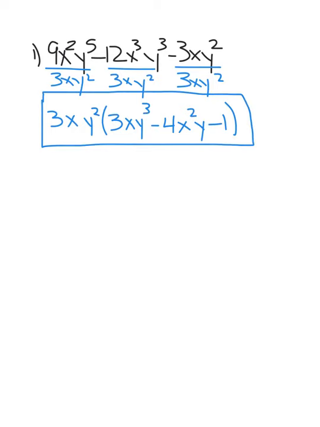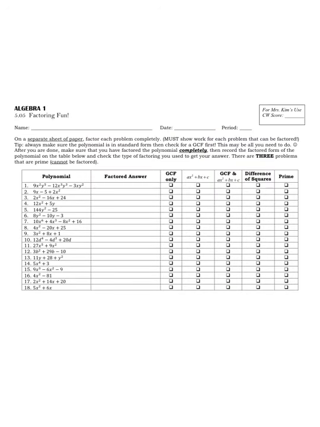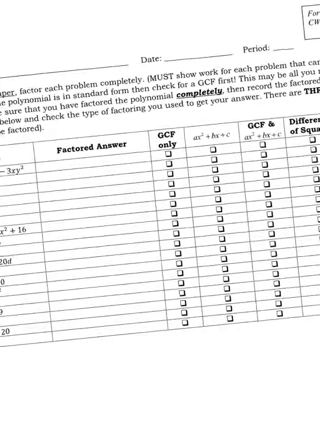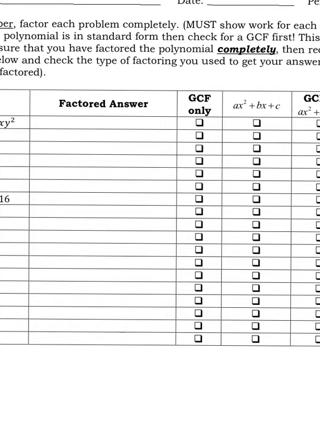Once you get your answer, then you're going to go over here to the sheet in front, and we are going to write in our answer. So here, 3xy squared times (3xy^3 minus 4x squared y minus 1). There we go. So there is the factored form, the answer.